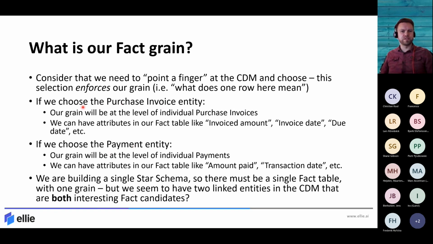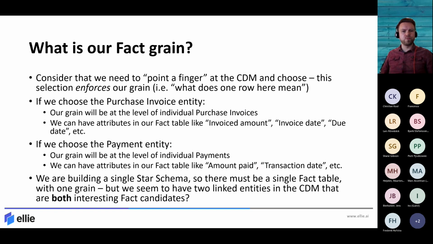If we choose the purchase invoice entity as the fact entity, it means that the grain in the fact is at the level of individual invoices. So we can't go deeper than that. We only have invoice level data. So we have attributes like invoiced amount, invoice date, due date for the invoice, etc. If we choose the payment entity, that's the grain. So we have that data now on the level of individual payments. So the attributes would be amount paid, transaction date, etc.